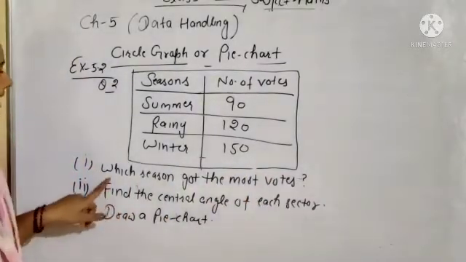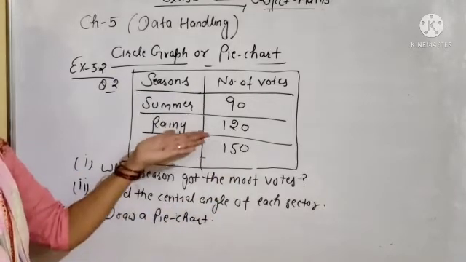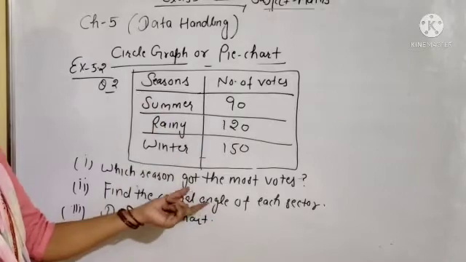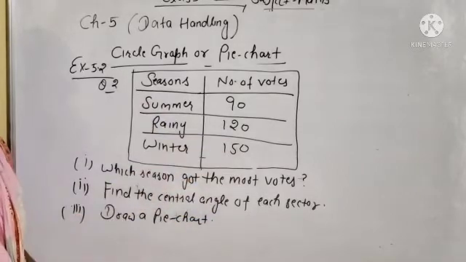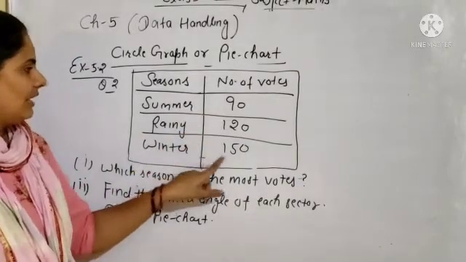So first question they are asking: which season got the most votes? So simply you can see by the table which season got the most votes. Which season got the most votes? See, summer got 90, rainy 120, winter 150.